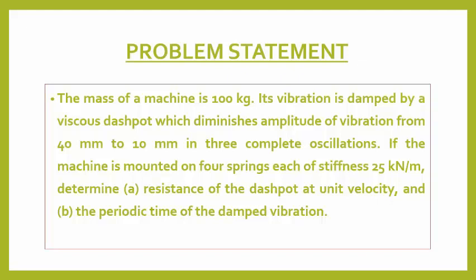Here a damper is used to reduce the amplitude of vibration. The initial amplitude of vibration has been measured to be 40 mm. After 3 complete oscillations, the amplitude of vibration was noted to be 10 millimeter. In the problem, it is asked to find out the resistance of the dashpot at unit velocity and the periodic time of the damped vibration. So the data given in the problem.